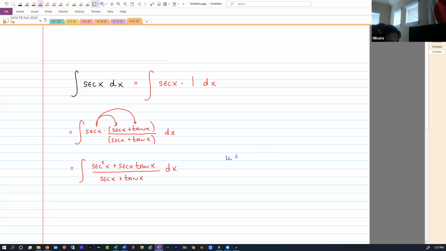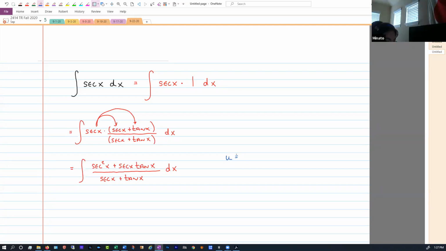Isn't it just secant x? Let u equal secant x? Not quite. Your basic u substitution, you're looking for something and its derivative, right? Tangent? Well, if you use tangent, the derivative is secant squared, which I see, but it's not really by itself that I can peel it off to the side, can I? It'd be the whole top.